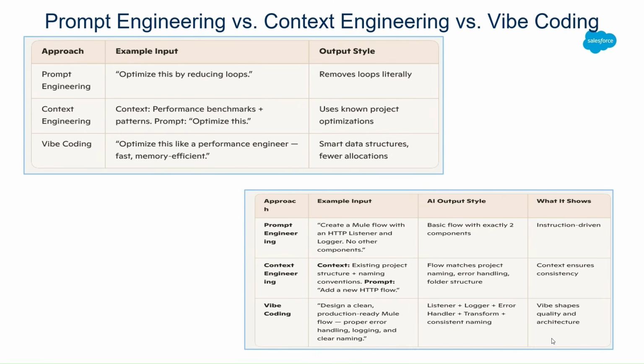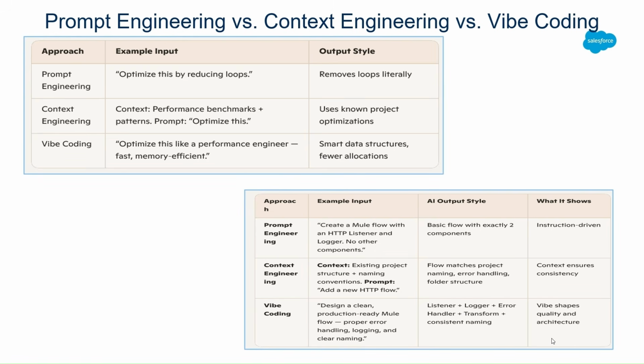More examples. Suppose for MuleSoft, I give a prompt saying, create a mule flow with http listener and logger, no other components. In the output, I will have a basic flow with exactly two components, only listener and logger. So it shows instruction driven prompt engineering. And then in context engineering, I provide a context of the existing project structure and the naming convention, and I'll provide a prompt saying, add a new http flow. So the new flow would match with the project naming and error handling structure I have provided in the context. So it shows that context ensures consistency.